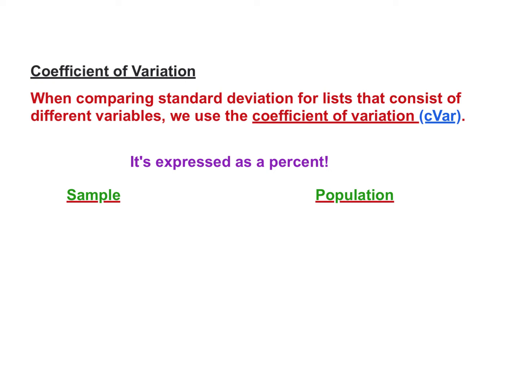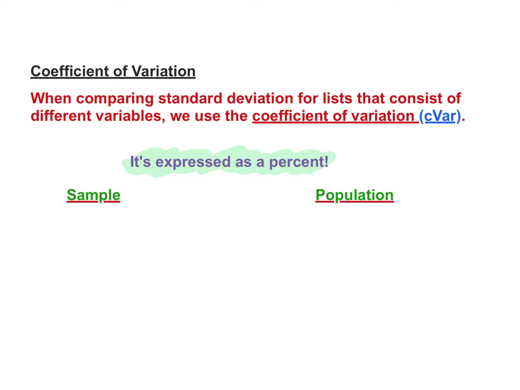And so what this is talking about is you're going to compare the standard deviation or the spread of lists that contain different variables, hence your apples and oranges kind of thing. And we use something called the coefficient of variation, and it's denoted this way with the lowercase c, capital V for coefficient of variation. What's important also to note is that our answer must always be expressed as a percent. So you can go through and do your calculation. You can get a decimal all you want. Your final answer needs to be in percent form.